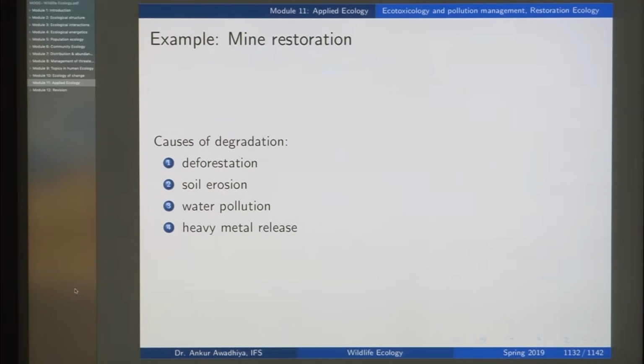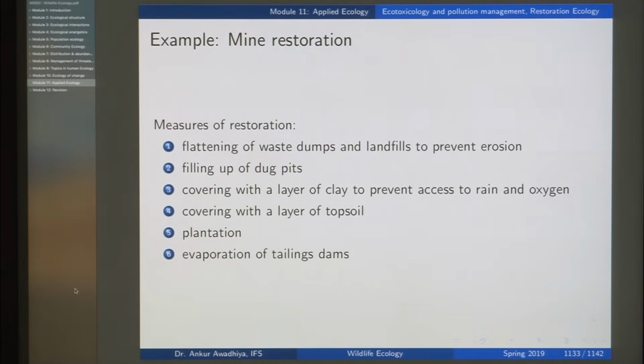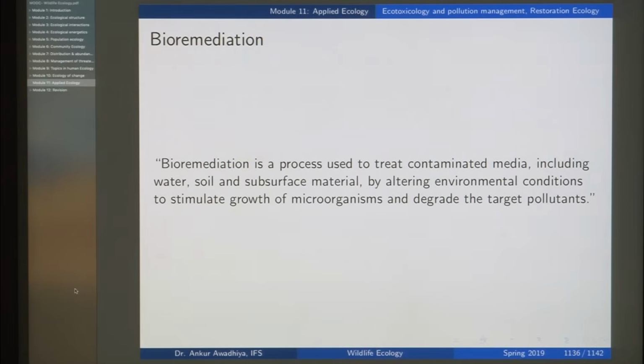Then we looked at examples of mine restoration. So, the causes of degradation here are deforestation, soil erosion, water pollution and heavy metal release, and the measures of restoration include flattening of the waste dumps and landfills to prevent erosion. You fill up the dug pits, you cover it with a layer of clay to prevent access to rain and oxygen, then cover it with a layer of topsoil and then grow plants there, and in the case of the tailings dams, you go for evaporation of those tailings dams, so that the heavy metals get concentrated and then they can be removed from the area. Similarly, in the case of riparian zones, you also have restoration measures.